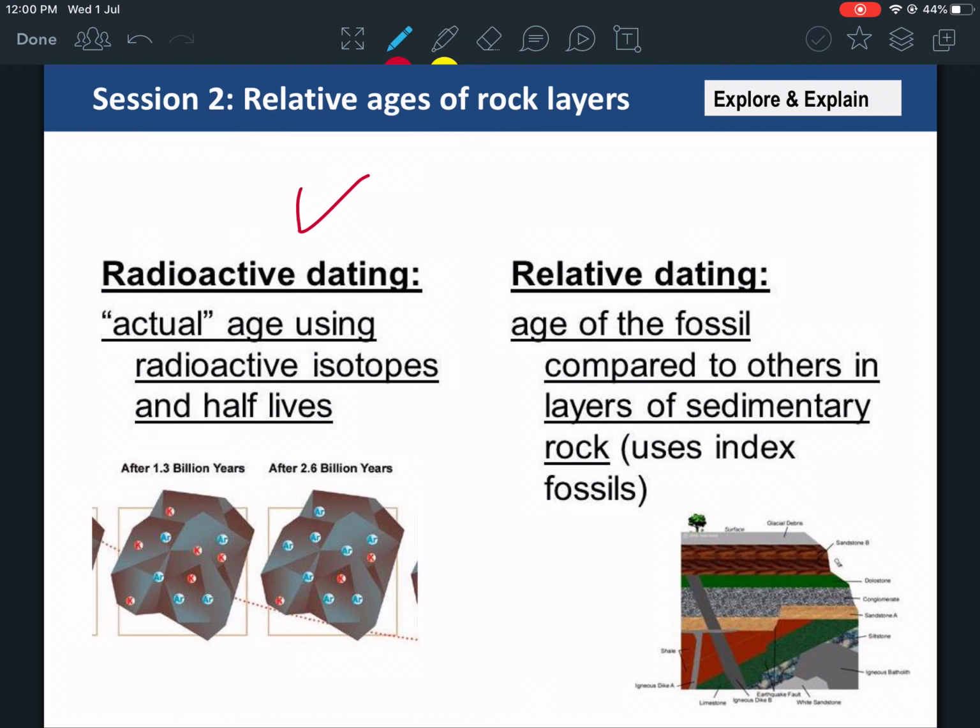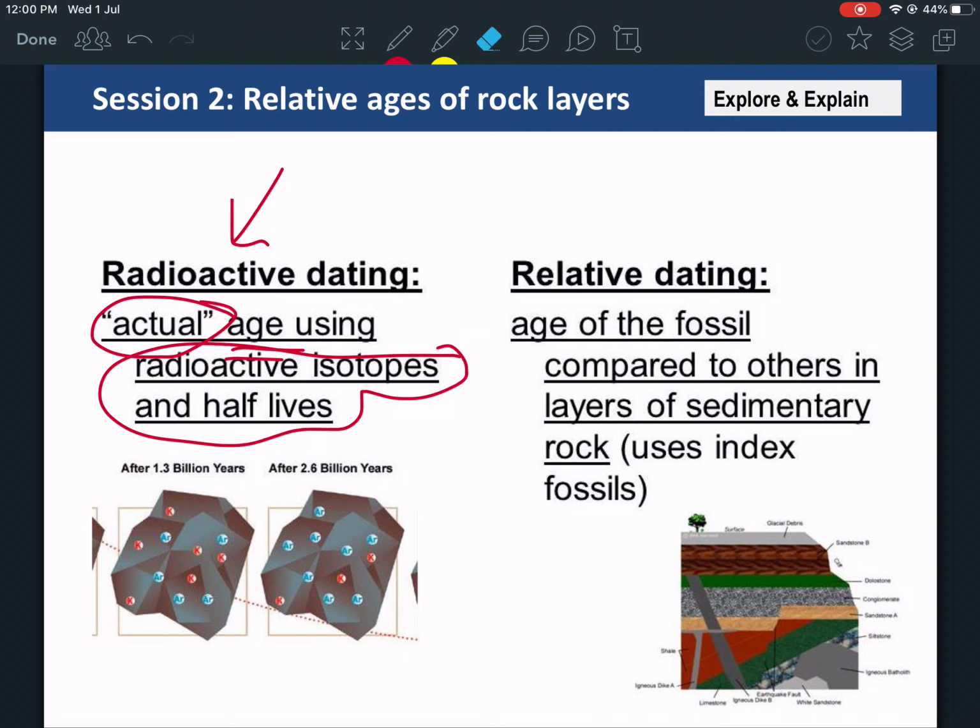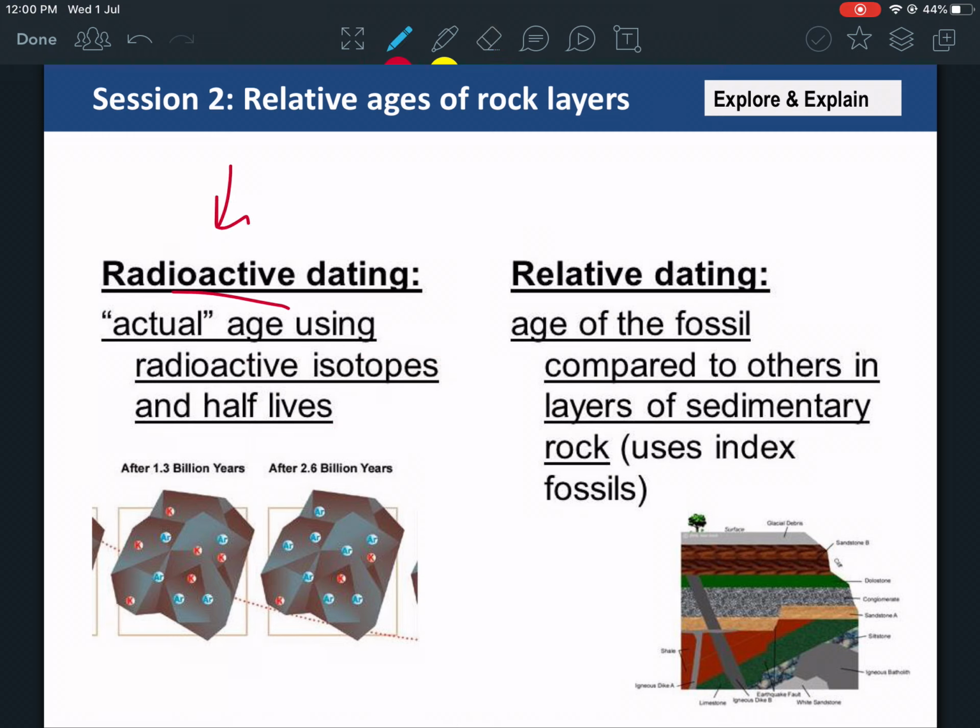Now we have something called radioactive dating. You don't have to know much about how this happens. All you have to know is they know the actual age by studying the radioactive isotopes and half-lives. You don't have to know what a radioactive isotope is, or the details. You just have to know that radioactive dating studies the actual age by studying radioactive isotopes. That's all you have to know. Okay, if I ask you what the difference is between radioactive and relative dating, you say radioactive dating is studying the actual age using radioactive isotopes. You don't need to know the science of that. It's very complicated, not for your age.